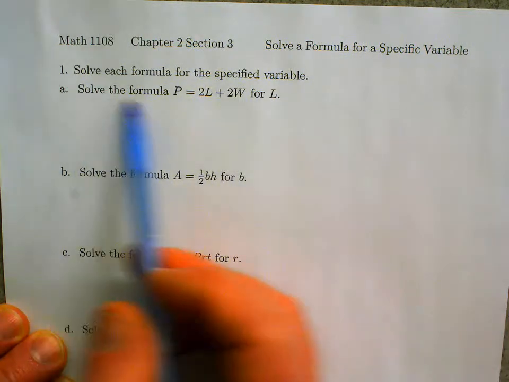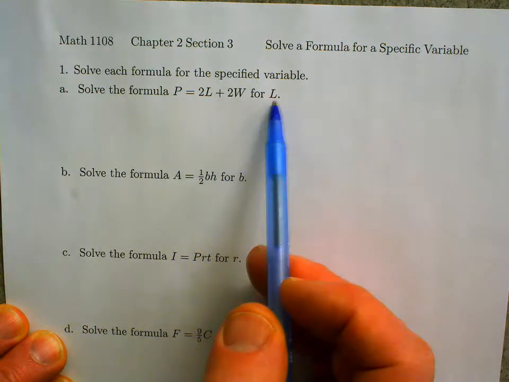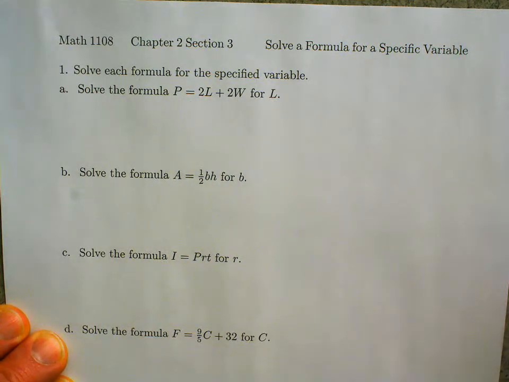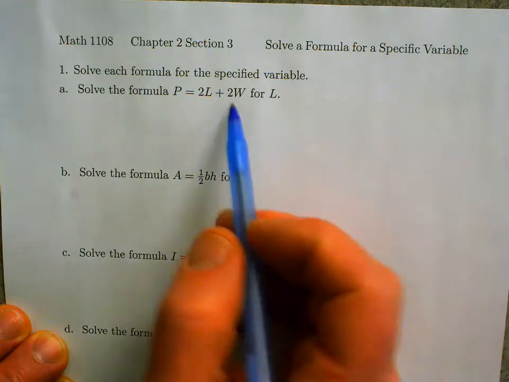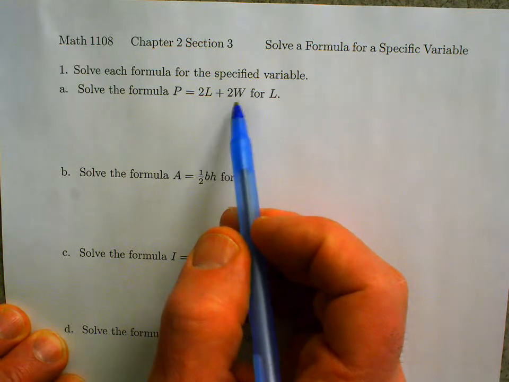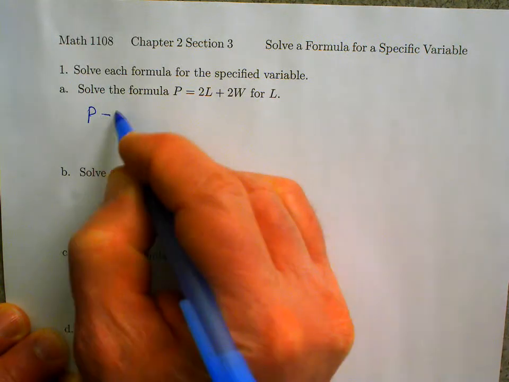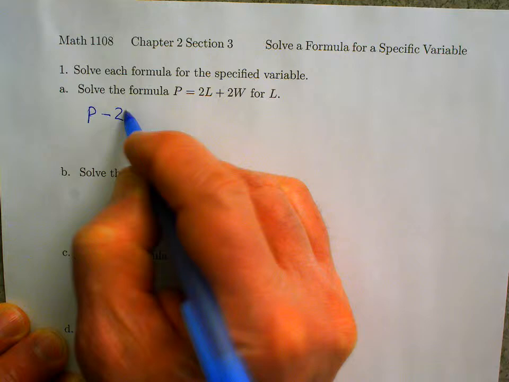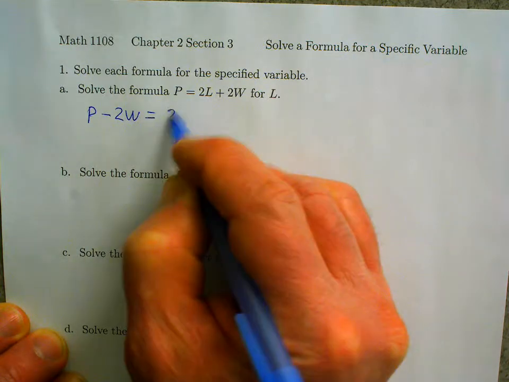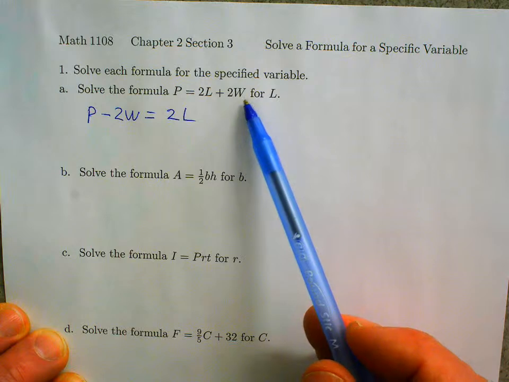So solve the formula capital P equals 2L plus 2W for L. Well, we have to get rid of the plus 2W, so we can do that if we subtract 2W from both sides. So we get P minus 2W equals 2 times L. All I did was subtract 2W from both sides.